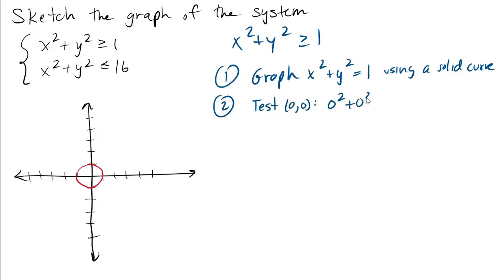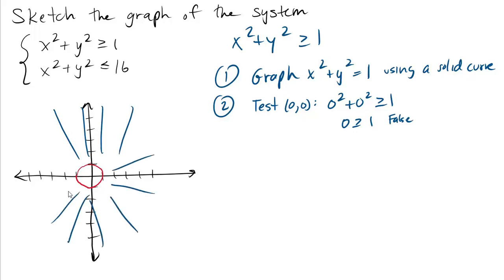I get 0 squared plus 0 squared is greater than or equal to 1, which says that 0 is greater than or equal to 1, and that's false. So we're shading outside of that circle. All of the points outside of that circle make that statement true.